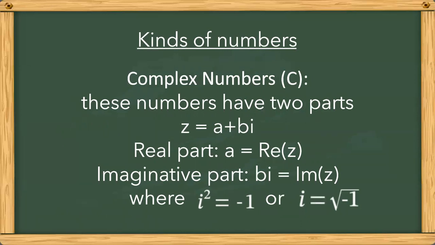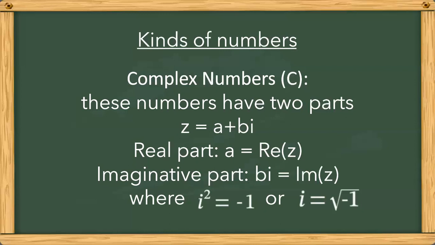And why do we call these numbers complex numbers? These numbers are called that way because they are combined by two parts. One part is the real part, and the other part is the imaginary part. Let's see what we mean by this. We have the complex number Z that is equal to a plus bi. The a number is the real part of the complex number. The bi part is the imaginary part.